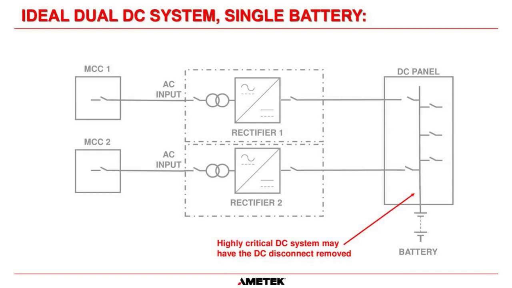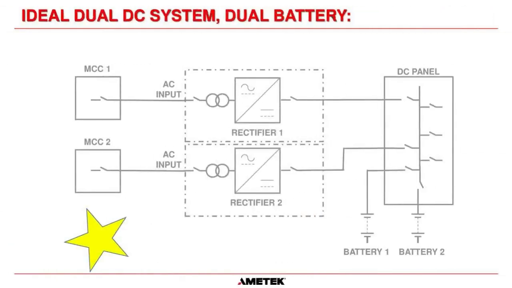They want to run basically to destruct when you're trying to protect the bearings on a very expensive turbine. So they may remove the disconnect and connect the battery terminals directly to the positive and negative of the outgoing bus in the DC panel. So keep that in mind if you are designing a very highly critical DC system.